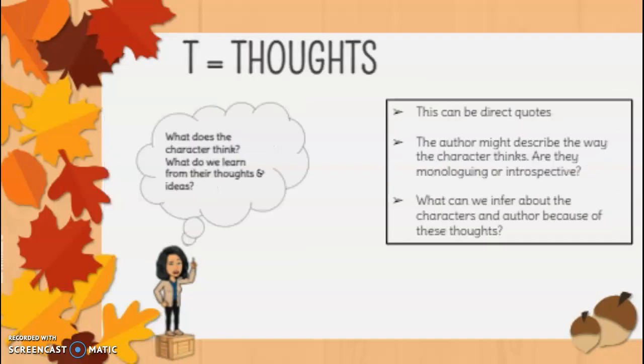Then T is going to be their thoughts. What does the character think? What do we learn from their thoughts and ideas? Again, this can be direct quotes that you pull directly from the story, but it can also be inferred thoughts. Okay. The author might describe the way the character thinks. Are they monologuing? Are they talking out loud but to themselves? Or are they introspective? Are they thinking quietly on the inside? What can we infer about characters and the author because of these thoughts?